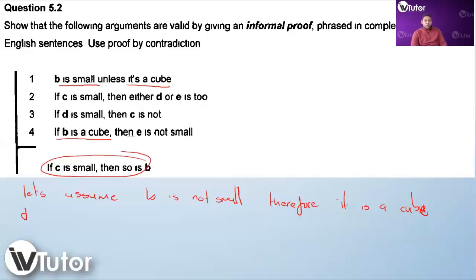Then from 4, we get E is not small. Where are we getting that from? Because B is a cube. Since B is a cube, right? So we have E.